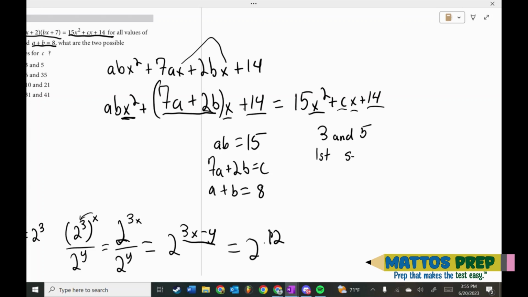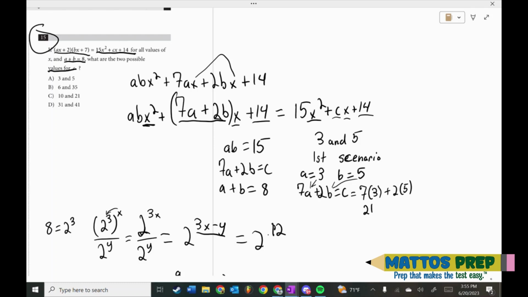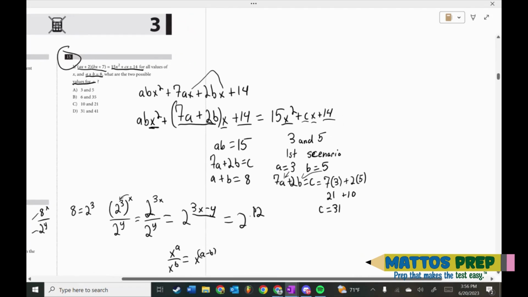This is the first scenario, and we'll say a is equal to 3 and then b is equal to 5. And then we have our equation to the side because our goal here is to find the possible values for c. So we have 7a plus 2b is equal to c, and we'll substitute 3 for a, 5 for b: 7 times 3 plus 2 times 5, and now we do simple math here. Then we get 31. c equals 31 for the first scenario.